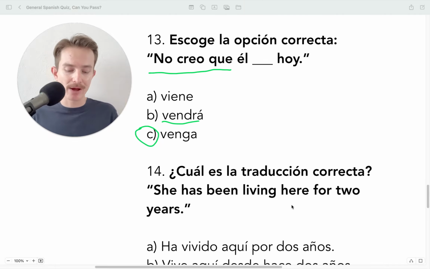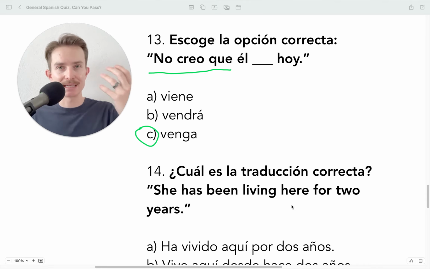Now, you might have thought that it would be vendrá. However, we'll use vendrá when we're saying it's fact, right? Like, él vendrá a la fiesta. He will come to the party. Now, I will say, you can use vendrá when asking a question. So, for example, ¿vendrá a la fiesta hoy? Will he come to the party today? However, when I'm saying something like no creo que, we're going to use the subjunctive in the present tense, which would translate into English in this case, I don't think that he will come today or that he's coming today.